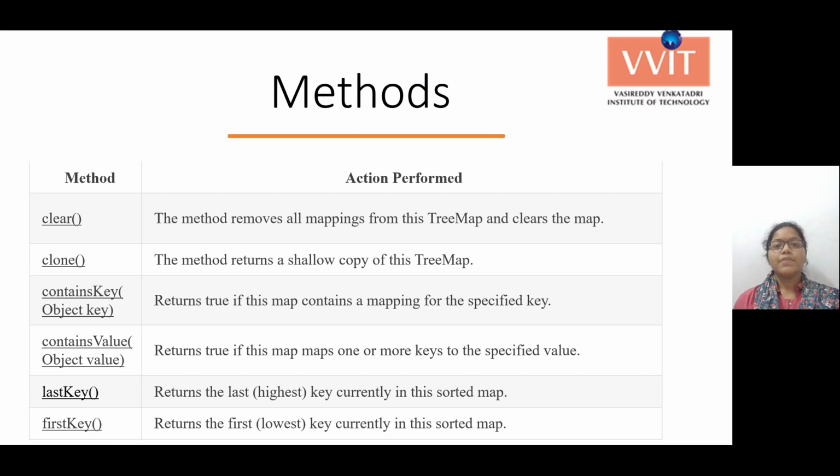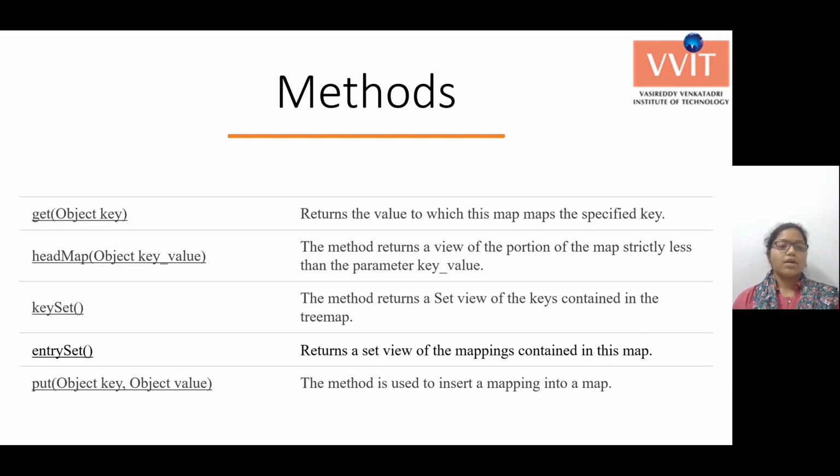Next, as I said before, the TreeMap is arranged in some sorting order. All the key-value pairs are arranged in some sorting order. So if I want to get the last key of that sorting order, then I can go on to the lastKey method. And if I want to get the first key, I can move on to the firstKey method. I can use the firstKey method to get the first key that currently exists in that sorted map. These are the methods. Now let's move on to some other methods.